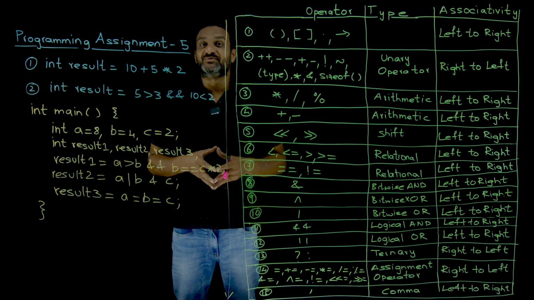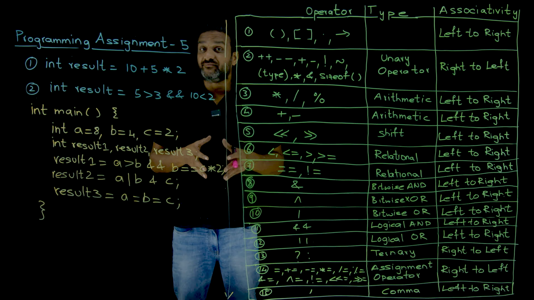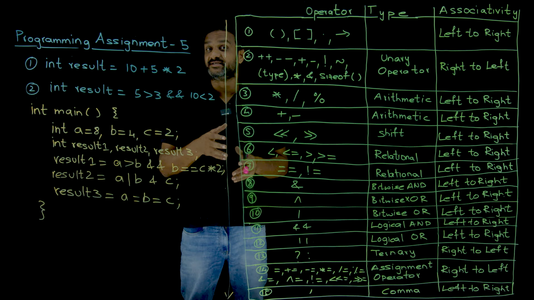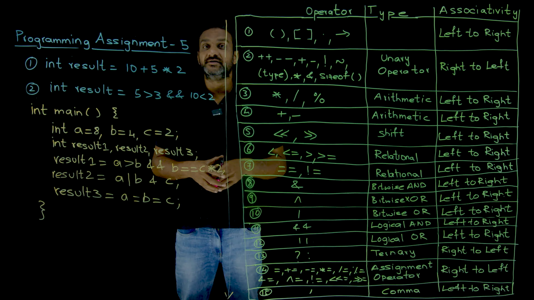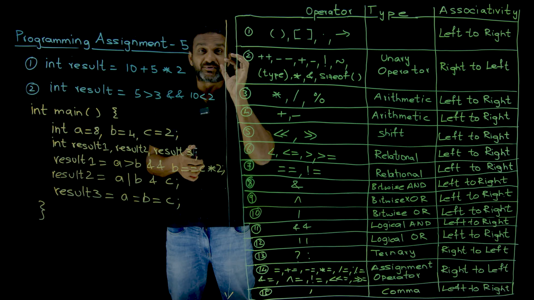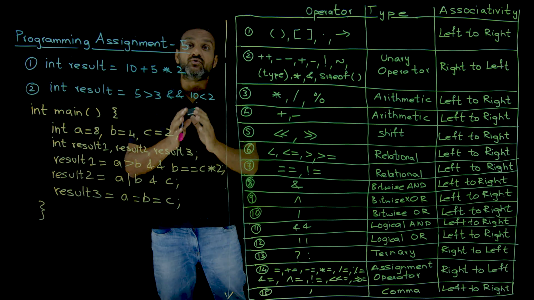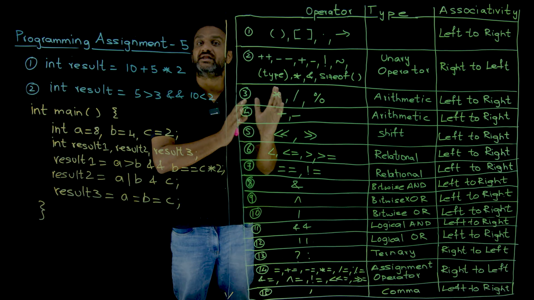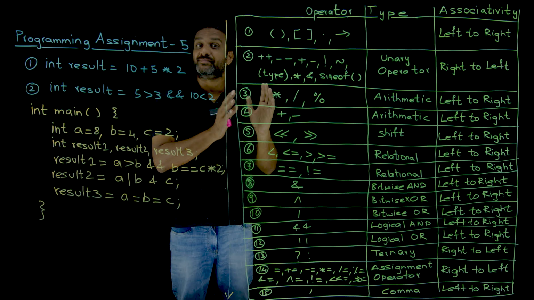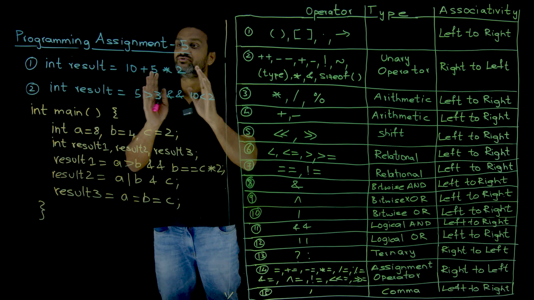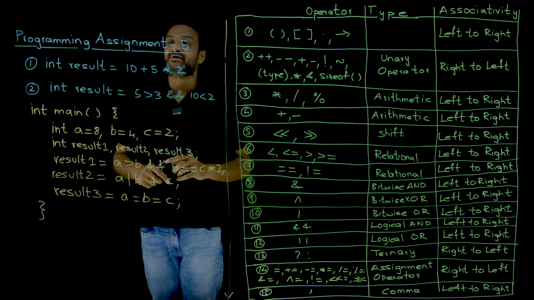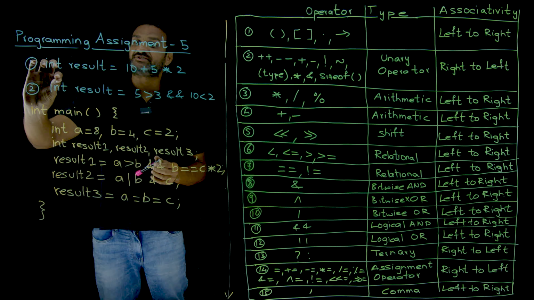Welcome back to our C programming course, and it's time for a programming assignment. This is our fifth programming assignment, and it is completely based upon the concepts related to expressions in C programming, how expressions get evaluated. So, based upon those concepts, we are going to solve this programming assignment. First we will solve these two expressions.